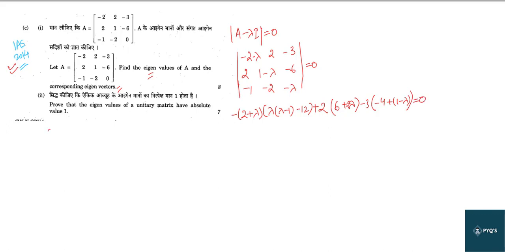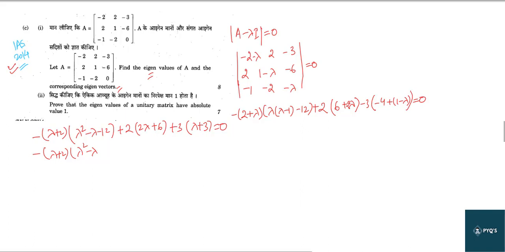Now I'll expand this as lambda plus 2 times lambda square minus lambda minus 12, and then plus 2 times 2 lambda plus 6. Now if this minus comes out, I have plus 3 and lambda plus 3 equals to 0. To expand this, I have minus lambda plus 2 times lambda square minus lambda minus 12. Then plus 4 and 3, that is 7 lambda, and plus 12 and 9, that is 21, equals to 0.